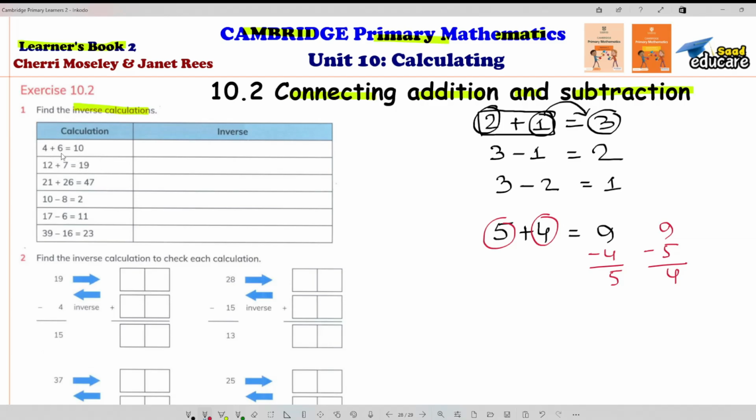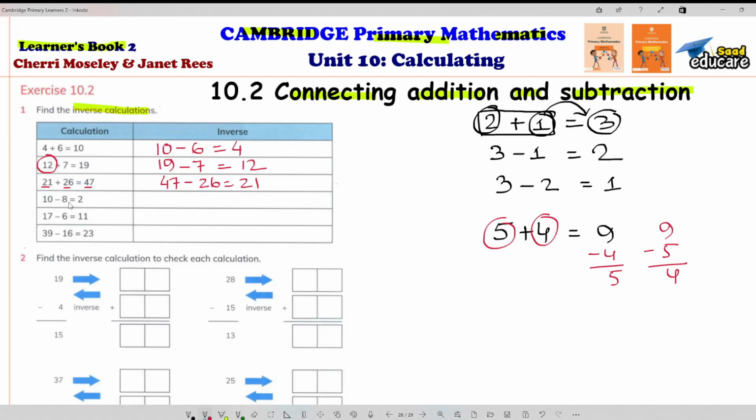Here 4 plus 6 is 10. It means 10 minus 6 equals 4. Similarly, 12 plus 7 equals 19. It means 19 minus 7 equals 12, right? Similarly, 21 plus 26 equals 47. So 47 minus 26 should be 21.